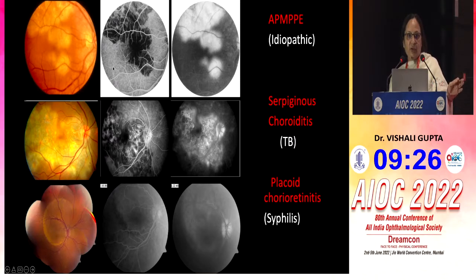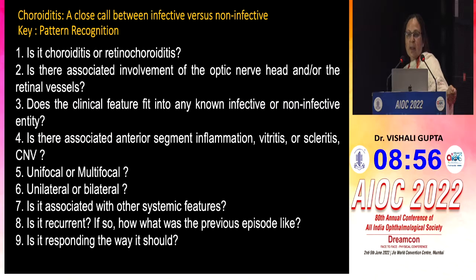Now, I'm showing you 3 pictures in 3 rows. The first one is APMPPE, which is idiopathic. The second one is serpiginous, which is due to tuberculosis, and the third one is placoid due to syphilis. But if you look at these fundus pictures, sometimes you really have to look into it to differentiate infection from non-infection. So what do you do when you have a patient of choroiditis in front of you?